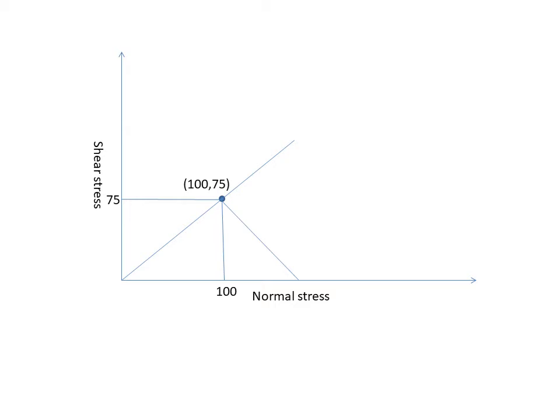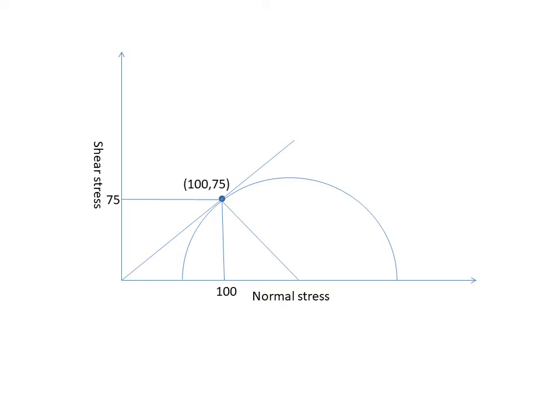I know that when you want to draw a tangential circle, the radius will always be perpendicular to your tangent. So draw a perpendicular line from this point such that it hits your x-axis. Now keeping this as radius, draw your Mohr circle. So the first part is over. I have drawn my Mohr circle.